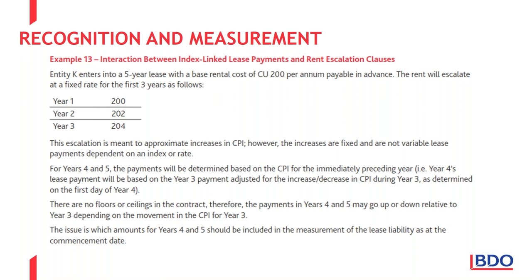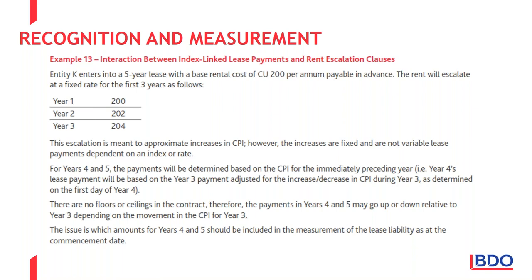Or do we go 200, 202, 204, and then back to 200, 200 because we don't know what it's going to be and there's no floor? Or do we say 200, 202, 204, 206, 208? So there's a few alternatives here. And in the end, the conclusion that was reached is that it's 200, 202, 204.